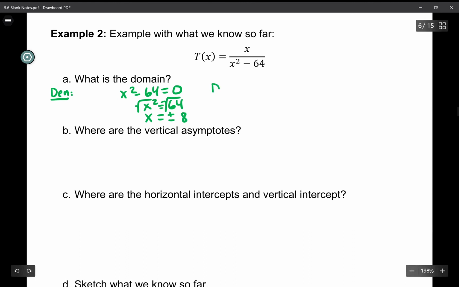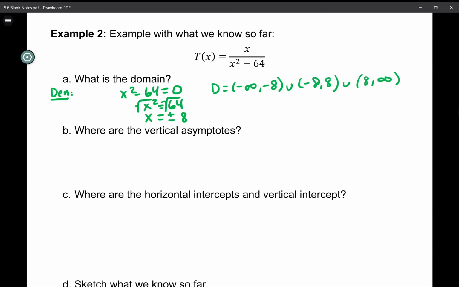So the domain is equal to minus infinity to minus 8, don't include it, union minus 8 to 8, union 8 to infinity. That's a lot of weird infinity signs, kind of like an 8 on its side. All right, so there's the domain of our function, excluding negative 8 and 8. So where are the vertical asymptotes? Well, negative 8 and 8, right? x equals 8 is one, and that's a vertical line. x equals negative 8 is another one.